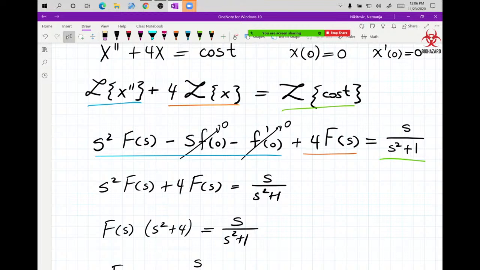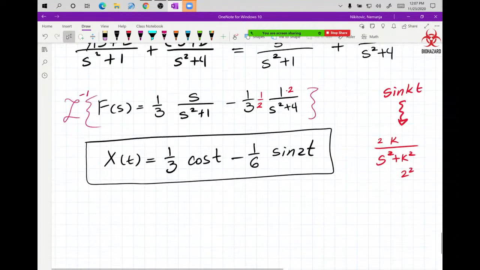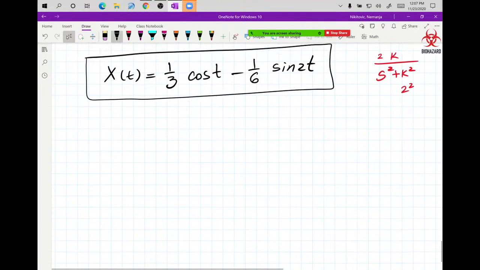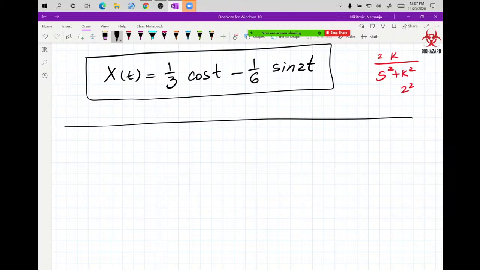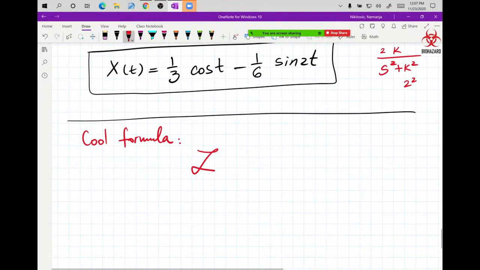Let's see another. There is this cool formula. I don't want to skip over it. It saves you calculations. I call it the cool formula. It's something that you learn if you want to skip some work eventually.